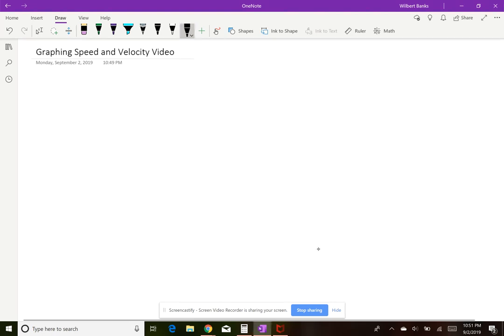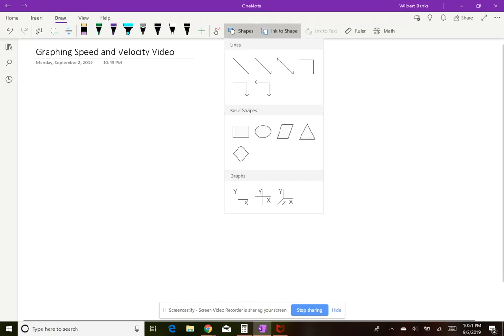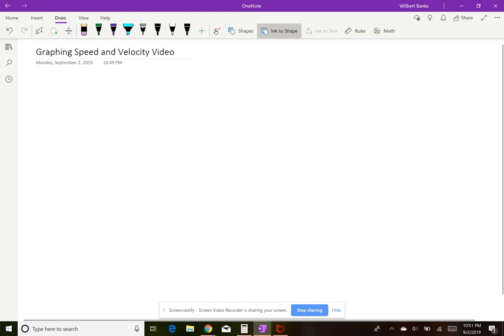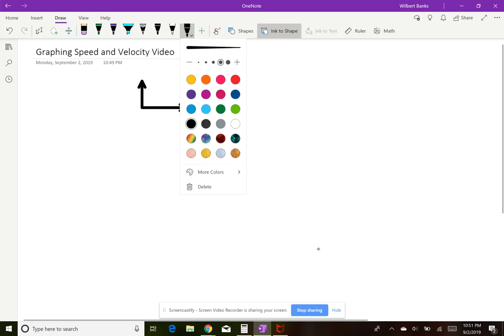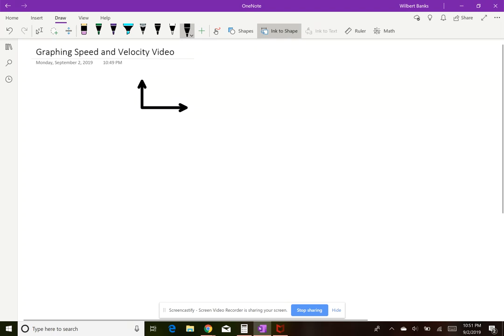In order to talk about that, we must talk about a couple of terms that are important for us and look at a couple of things on graphs. So the first thing I'm going to do is add some shapes, and I'm going to make a graph.